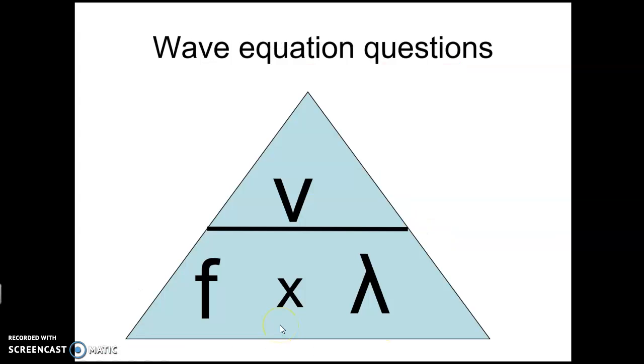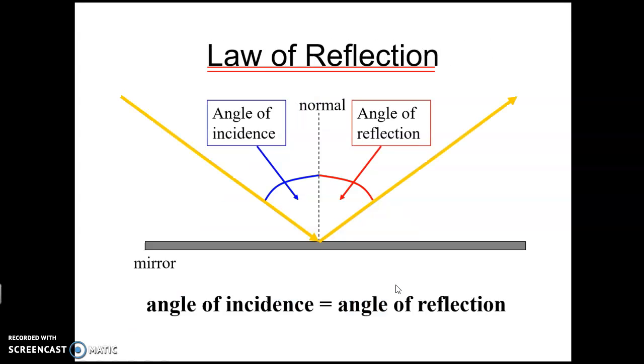And of course, we can write that as a triangle if we need to arrange it. So frequency is going to be speed divided by wavelength. Wavelength is going to be speed divided by frequency. And of course, speed is frequency multiplied by wavelength.